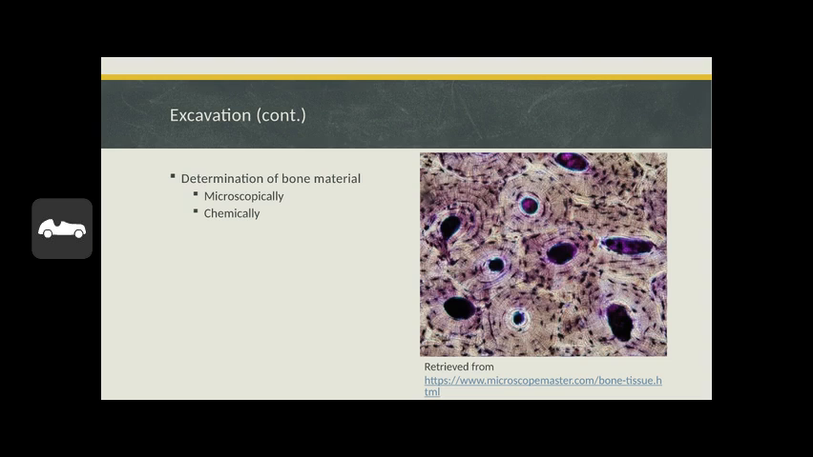Bone has a distinctive ratio of calcium to phosphorus present in its elemental composition. If this ratio is present based on the results of this chemical analysis with this instrument, the sample is deemed to be bone.